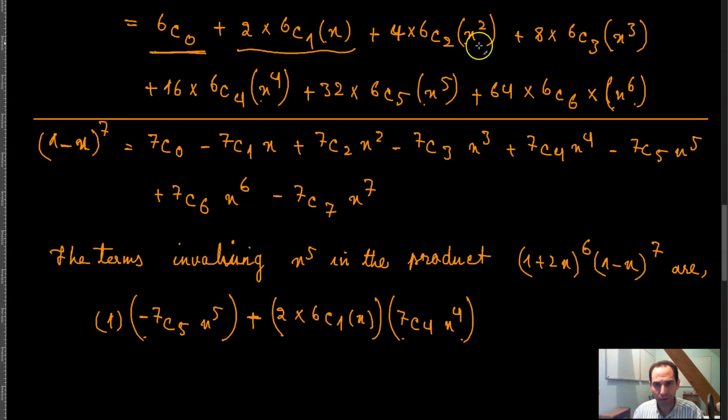Now we can take this term and multiply it by x raised to the power 3, which would give you 4 times 6 combination 2 times x squared, and multiply it by negative 7 combination 3. Actually, that's not negative 7, but the negative of 7 combination 3.